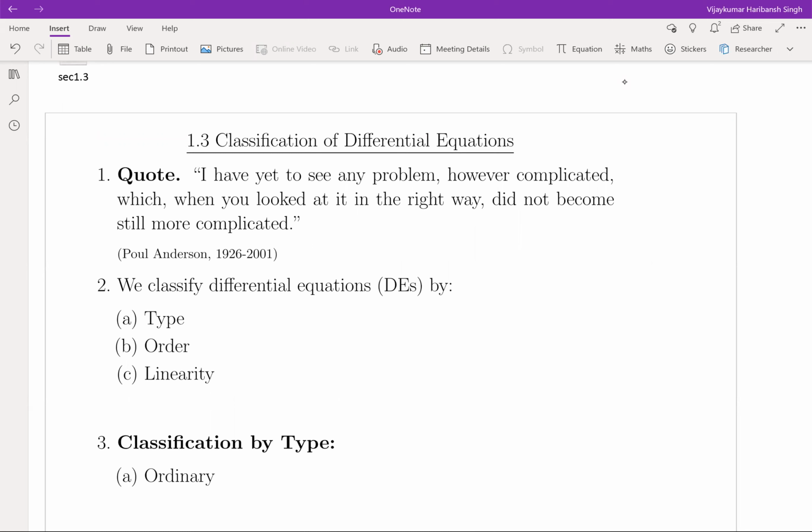Welcome, students. So we are going to discuss today about section 1.3, which is classification of differential equations.